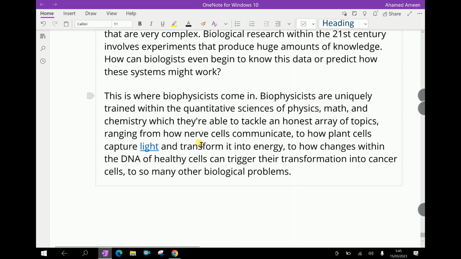Biophysicists are uniquely trained within the quantitative sciences of physics, math, and chemistry, which allows them to tackle an enormous array of topics, ranging from how nerve cells communicate, to how plant cells capture light and transform it into energy, to how changes within the DNA of healthy cells can trigger their transformation into cancer cells, to so many other biological problems.